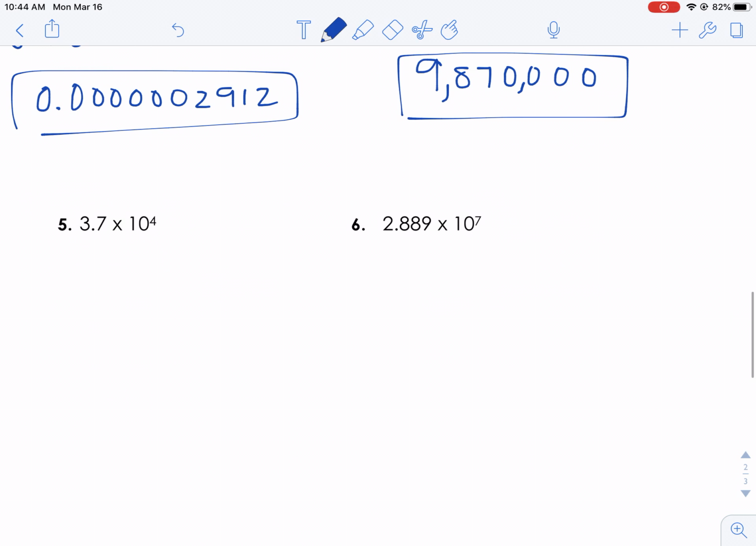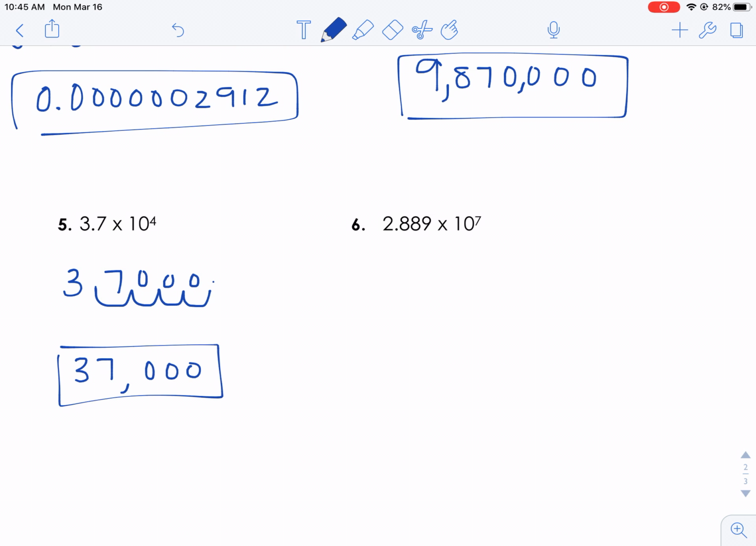In number 5, we have 3.7 times 10 to the 4th. So we would take our 3.7. That 4 shows that we're going to move our decimal 4 times to the right. So in this case, we would have 3 zeros to fill in. So that gives us the number 37,000. And then our last example is 2.889 times 10 to the 7th.